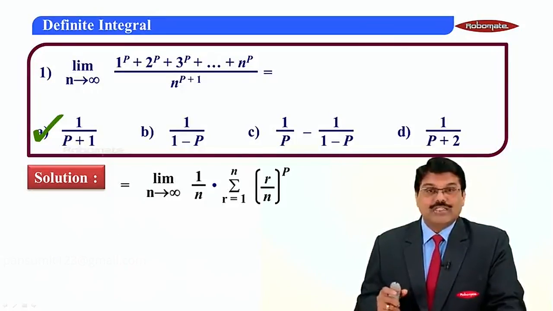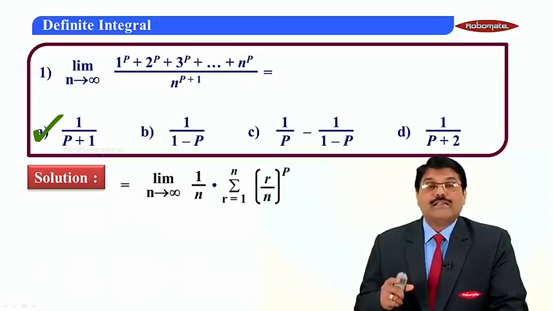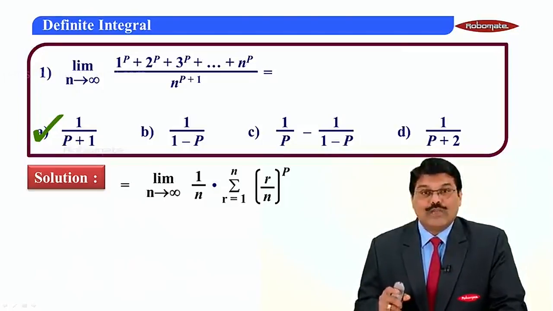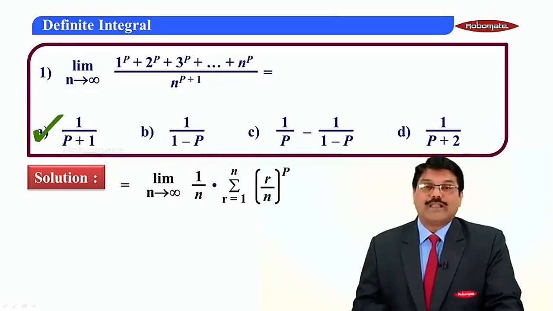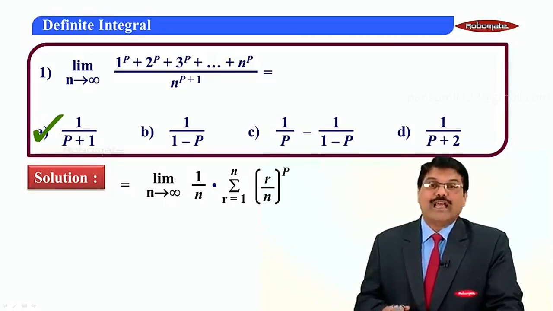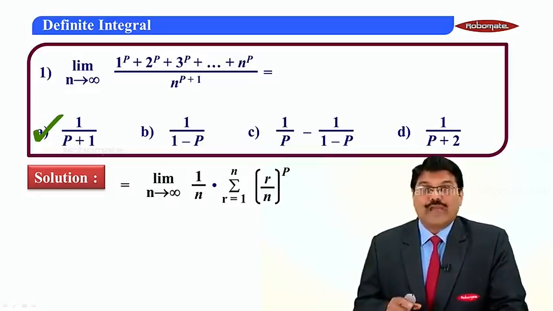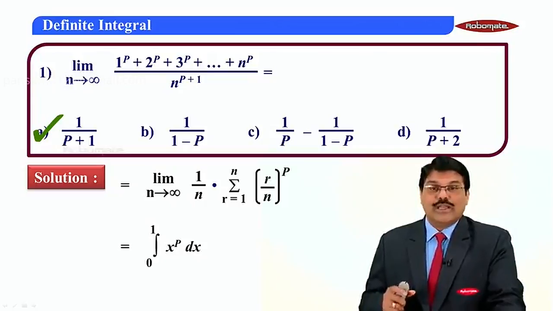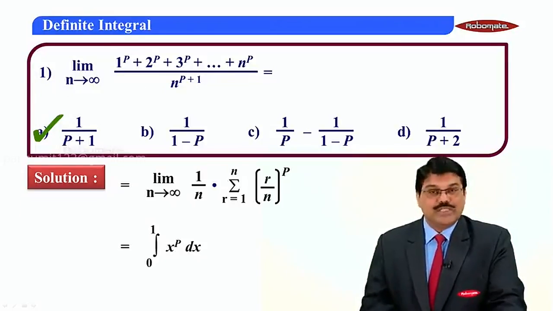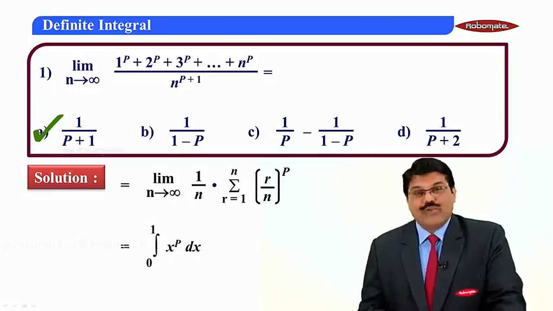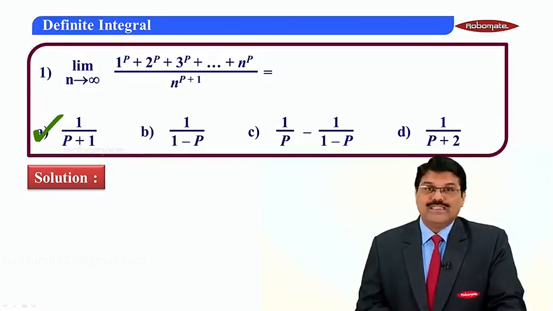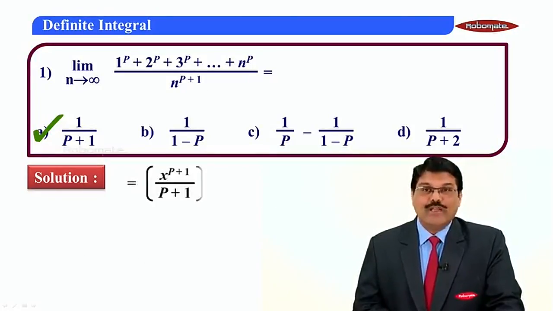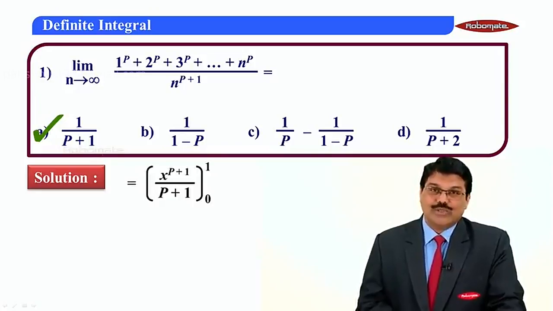That is limit as n tends to infinity 1 upon n, summation r goes from 1 to n, r upon n whole bracket raised to p. And we know that summation of r upon n can be written as integration of f of x, right? Goes from 0 to 1. So similarly here also we can write integration goes from 0 to 1 x raised to p with respect to dx. And we know the integration of x raised to p, that is x raised to p plus 1 upon p plus 1, goes from 0 to 1.